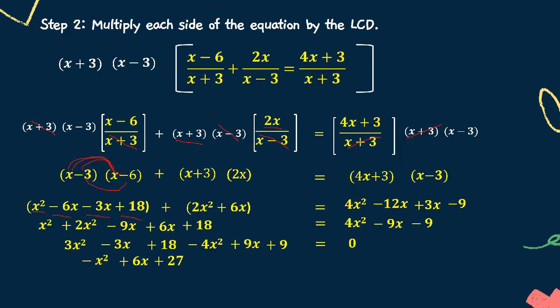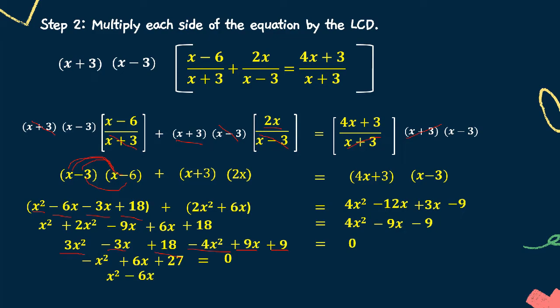We have like terms such as 3x squared and negative 4x squared. 3x squared minus 4x squared is negative x squared. Negative 3x plus 9x is equal to positive 6x. And 18 plus 9 is equal to positive 27. And that is equal to 0.